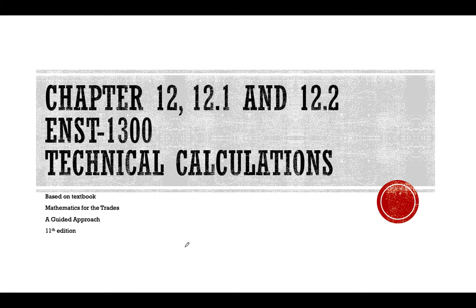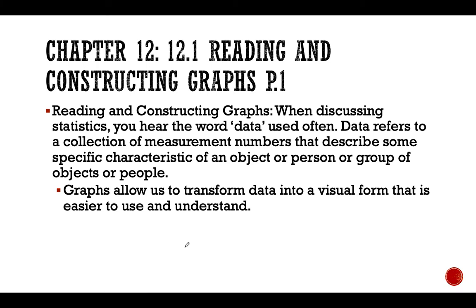In Chapter 12, we're going to go over some basic statistical concepts. We're going to start with graphs. When discussing statistics, you hear the word data a lot. Data refers to a collection of measurement numbers that describe some specific characteristic of an object or person or group of objects or people. But it's very difficult to use a bunch of numbers. So we use graphs to display those numbers so that they're easier to use and understand.